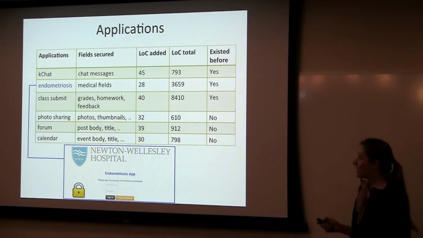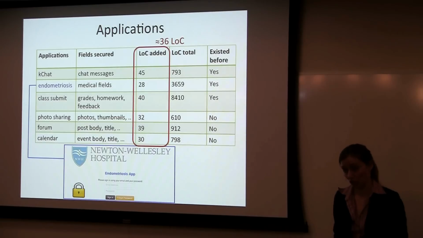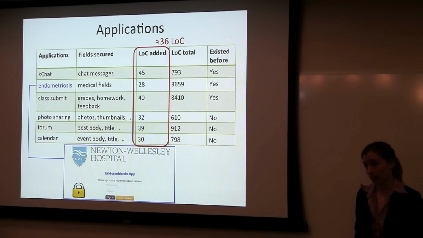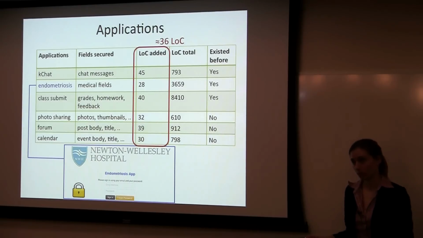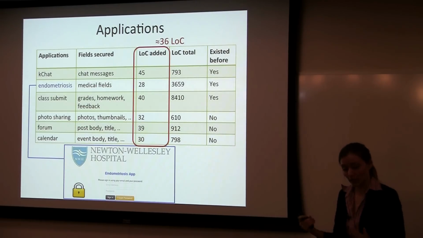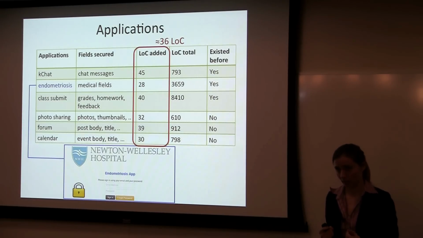The nice thing to see is that the number of lines of code added is actually quite small, around, on average, 36 lines of code changed to port this application to Mylar. Of course, these applications are already written in Meteor. But these lines of code are to add the security policy and get the security guarantees from Mylar.